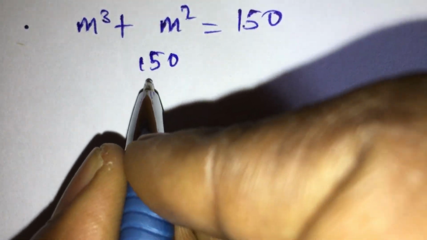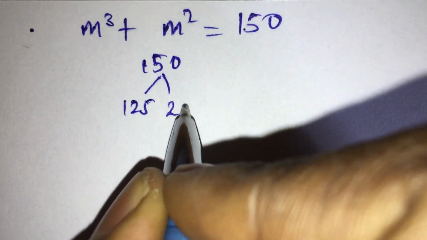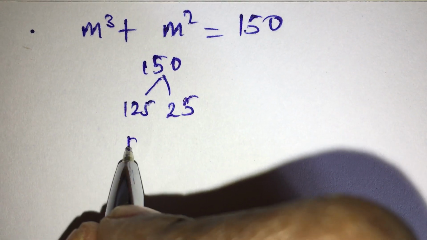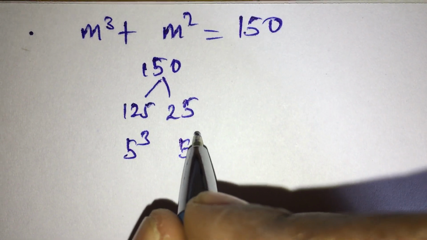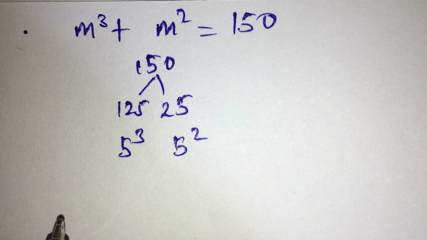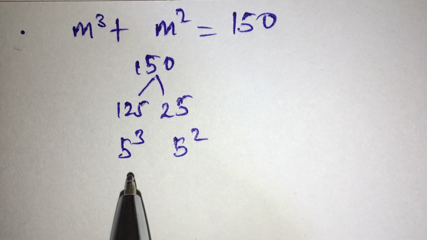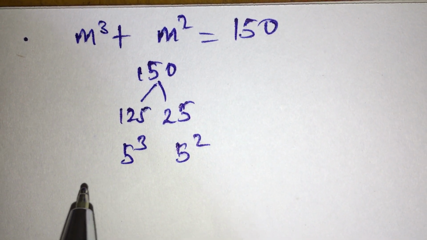115 equals 5 times 23... 125, 5 cube, 25, 5 square. So with relation to m cube plus m square, first we find this prime factor.